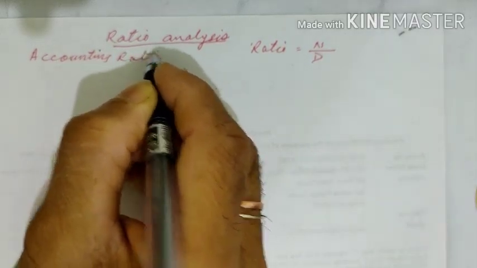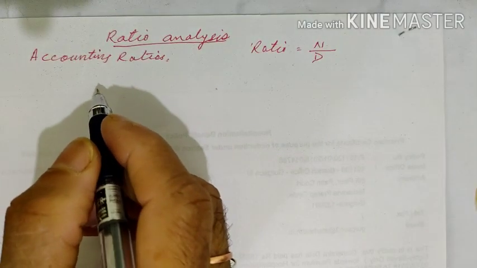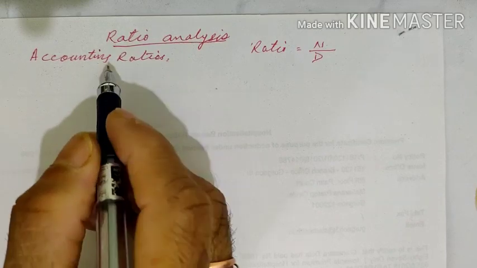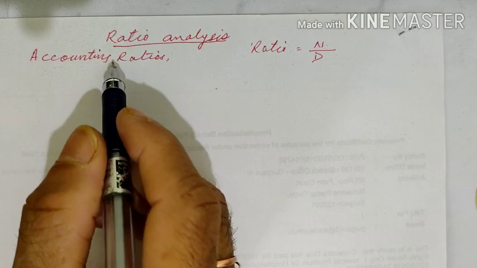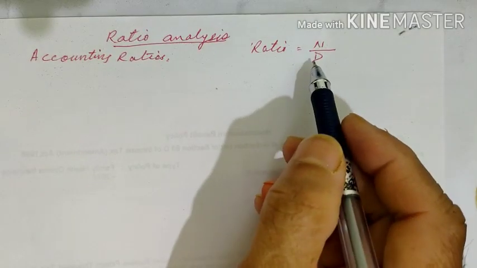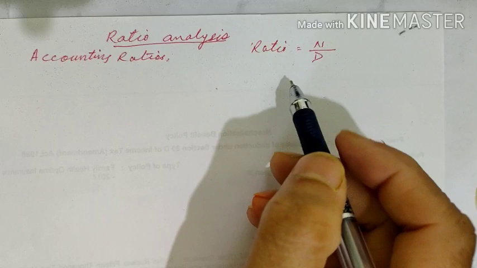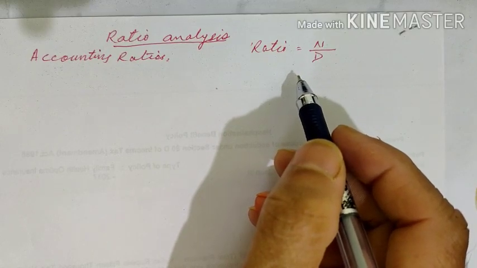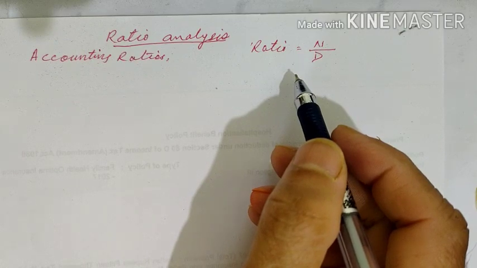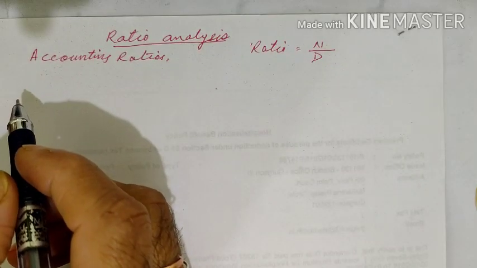Accounting ratios. So we'll be talking about accounting ratios here. And as I said, ratio expresses a relationship between two factors. And these two factors are shown in the form of numerator and denominator. And these factors can be items from either the profit and loss statement or the balance sheet or both of them taken together.